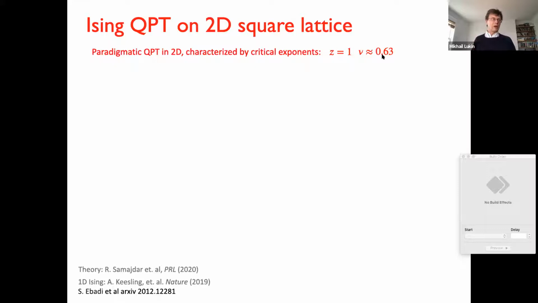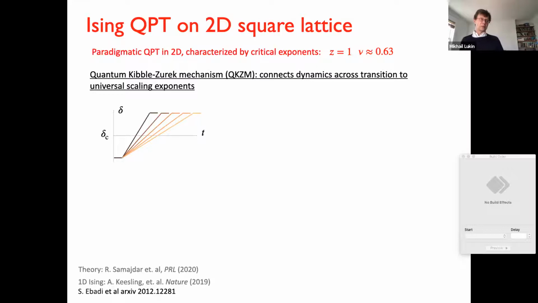How can we measure these exponents? How can we study this quantum phase transition? We can use the dynamics for that. What we can do is basically try to cross this phase transition at variable speed.